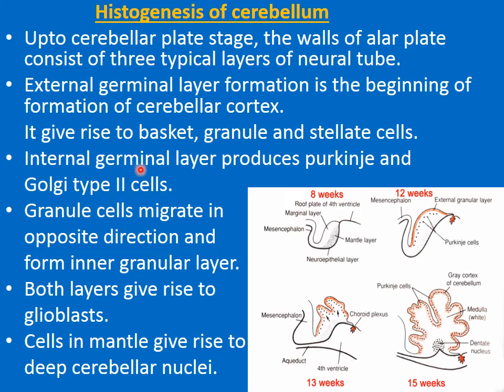Now the inner epithelial layer is called the internal germinal layer, as this layer keeps the potential of producing new and new cells. They produce new neuroblasts which move to the mantle layer, again reaching to the external most layer, which is the marginal layer, and there they differentiate themselves into Purkinje cells and the Golgi type 2 cells.